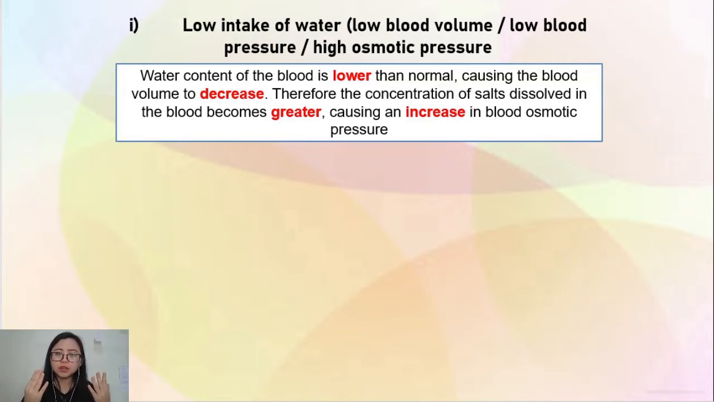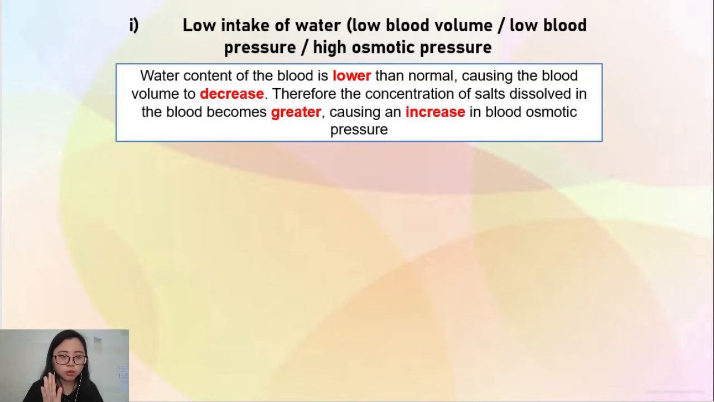So we'll start looking at it one by one, okay? So when the water content of the blood is lower than normal, this is causing the blood volume to decrease. Therefore, the concentration of salts dissolved in the blood becomes greater, causing an increase in blood osmotic pressure.